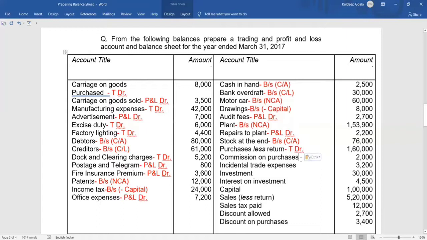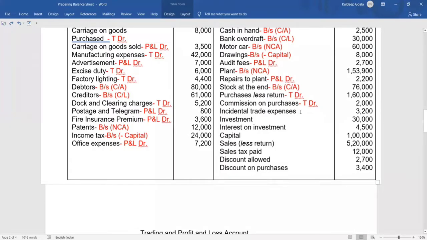Then commission on purchases, we have to pay commission for the purchases. That, also being related to purchases, will come in the trading account debit side. Then incidental trade expenses. Okay, incidental, so it will come in the profit and loss debit side. Incidental trade expenses means while doing the trading activities, some type of expenses have occurred in the business activities.